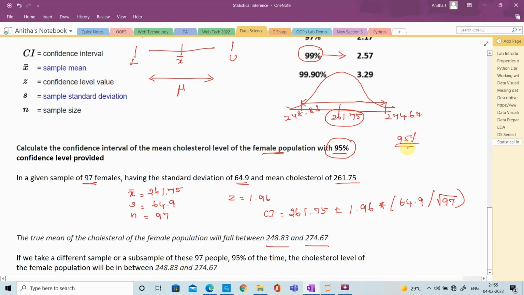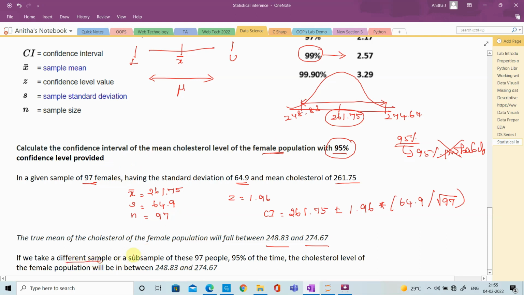It is not that there is a 95% probability of getting the answer. It is not the probability. What it means is, suppose I again take 97 samples from the population, do the calculation, and repeat this job multiple times.